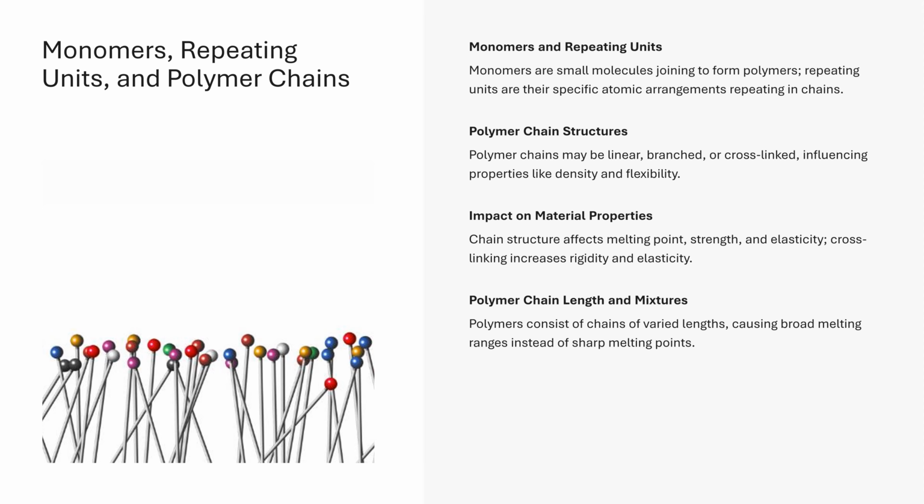Polymer chains can be linear, branched, or cross-linked, and these structural differences significantly affect material properties. Linear polymers tend to pack closely, leading to higher densities and melting points, while branched polymers are less tightly packed and therefore more flexible. Cross-linking, seen in materials such as vulcanized rubber, restricts chain movement and increases strength and elasticity.